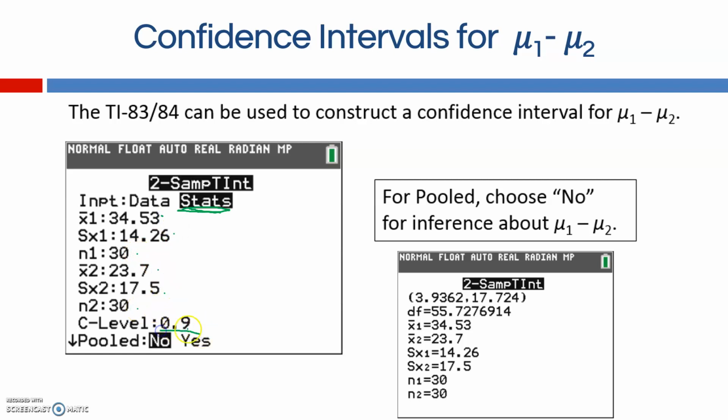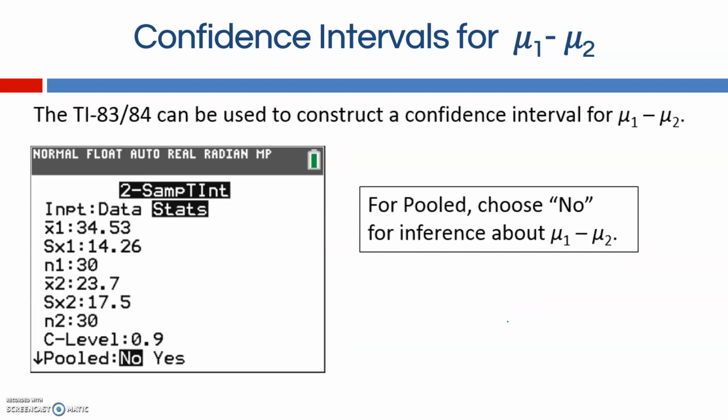We wanted a 90% confidence interval. Just say no to pooling. We'll talk more about that later. And here's your confidence interval. And again, the degrees of freedom, 55.727. That is also something you want to report.